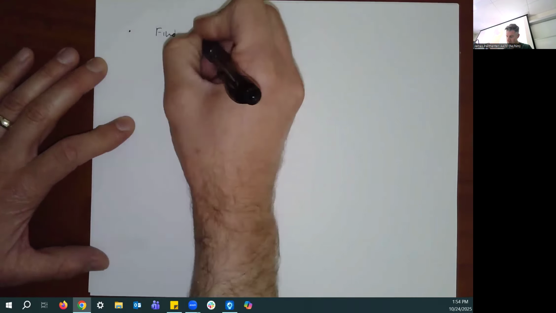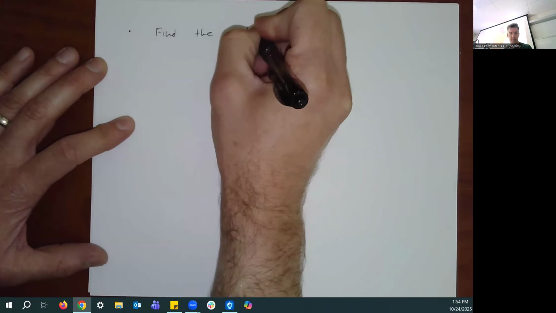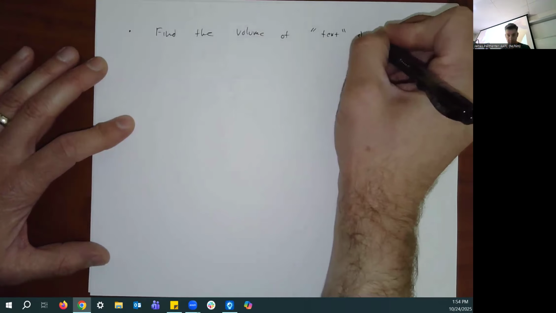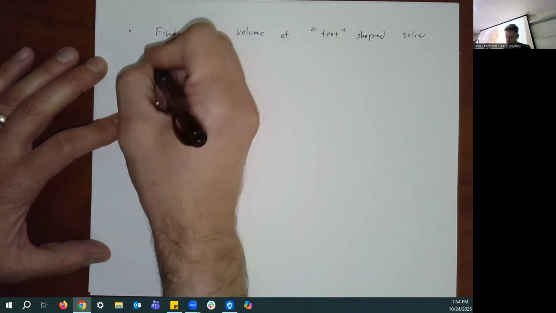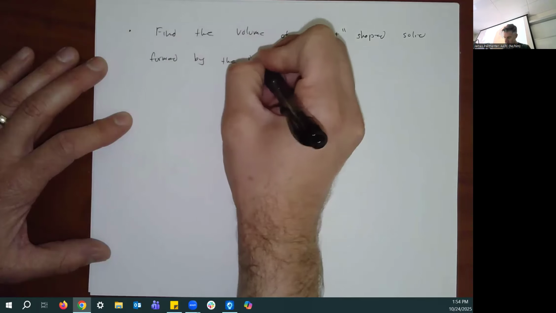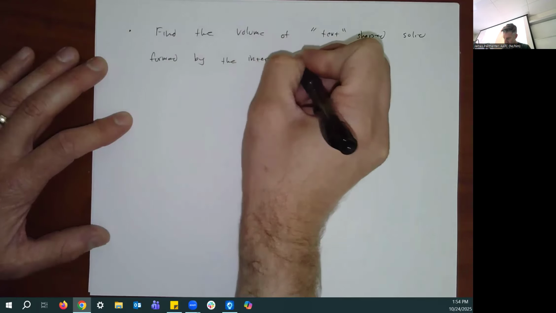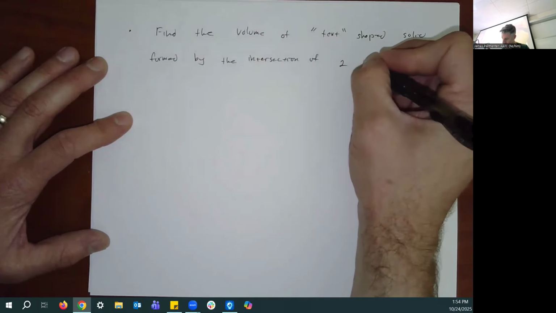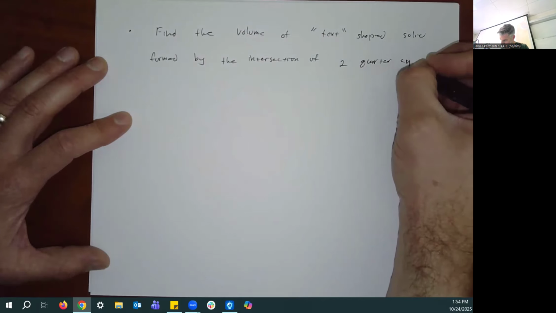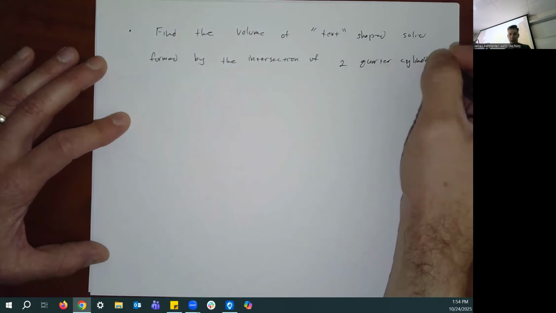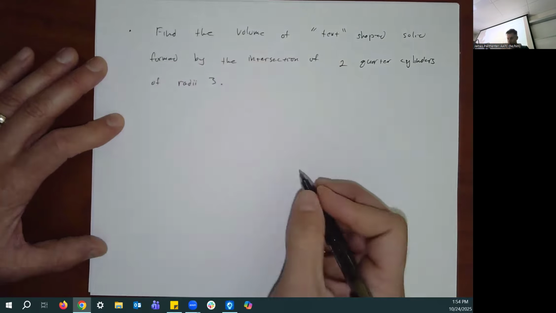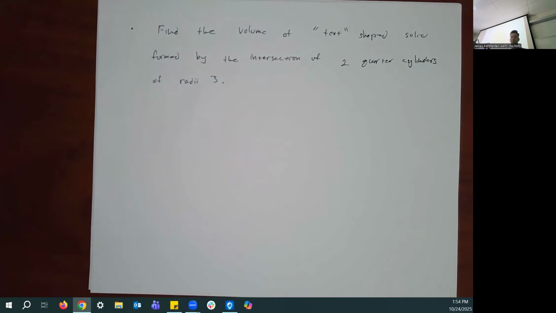Find the volume of the quote unquote tent-shaped solid formed by the intersection of two quarter cylinders, so literally a cylinder cut into fourths, cylinders of radii 3. So here's the idea of what this picture looks like.